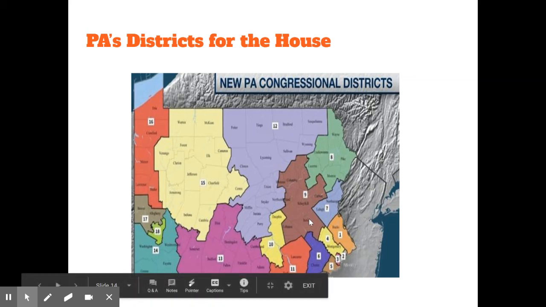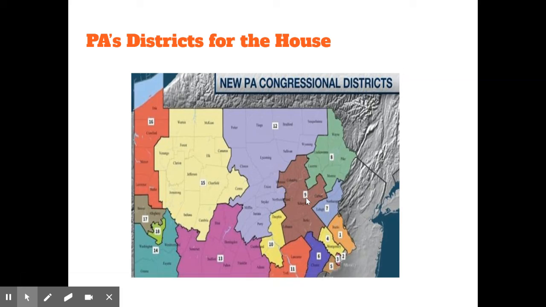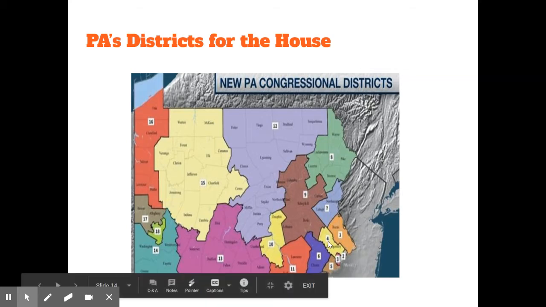Each one of these districts elects one representative to represent the people in that district in the House of Reps. So if you look at our map, we have 18 representatives of the 435 in the House of Reps. Only the people, again, in District 4 can vote for our representative. So these are what the districts look like.